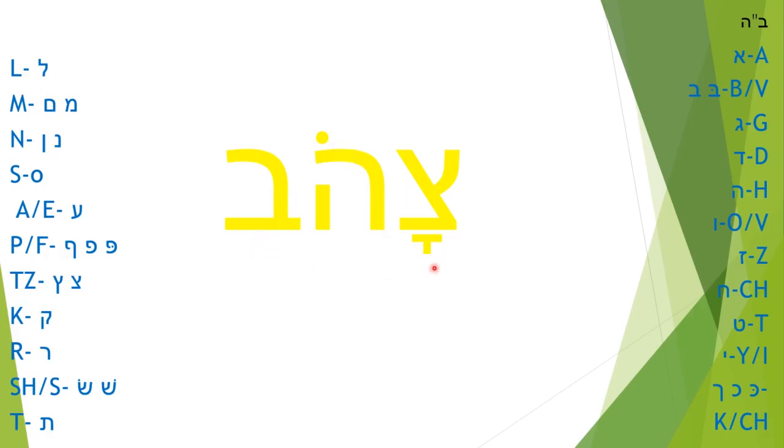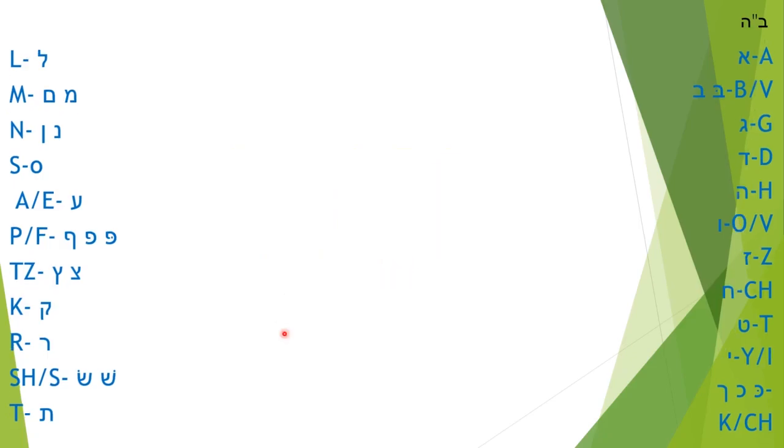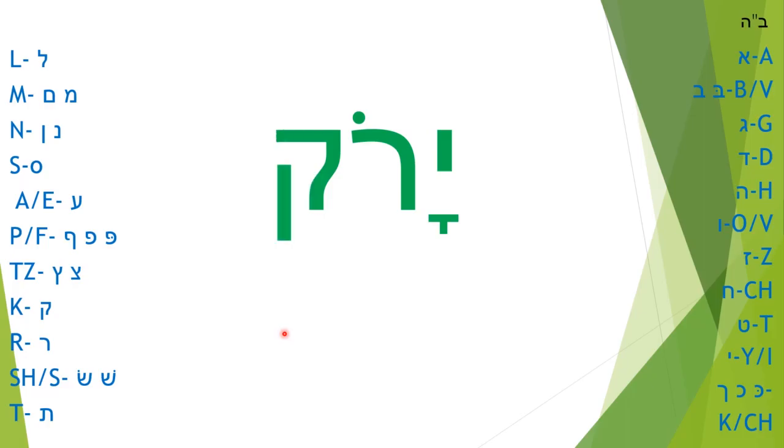Tzahov, Tzahov. That means yellow. By the way, some people find this letter a bit hard to pronounce. This is tzadik. It's T and Z together, like the word pizza. So the ts of the pizza, that's tzadik. Okay, next color.